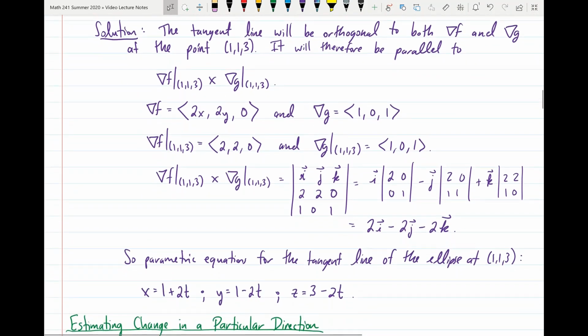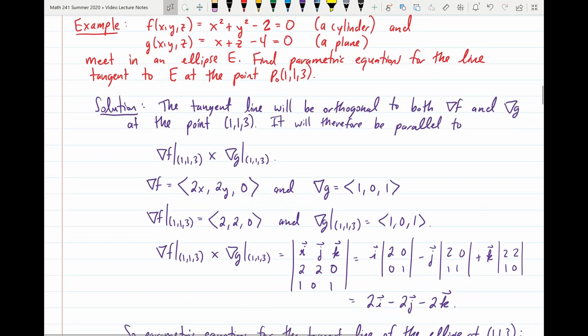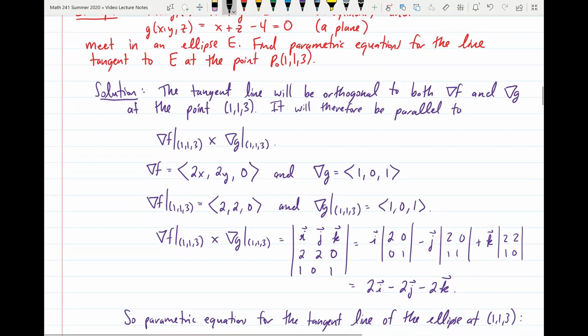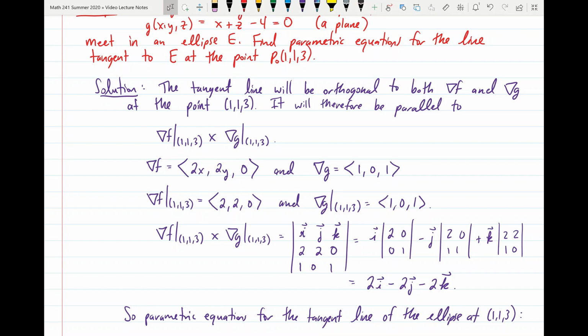Okay, so let's get into this problem. This is somewhat involved. We know that the tangent line to this intersecting ellipse is going to be orthogonal to both the gradient of f and the gradient of g at the point 1, 1, 3. And it will therefore be parallel to the cross product of the gradient of f at 1, 1, 3 and the gradient of g at 1, 1, 3.